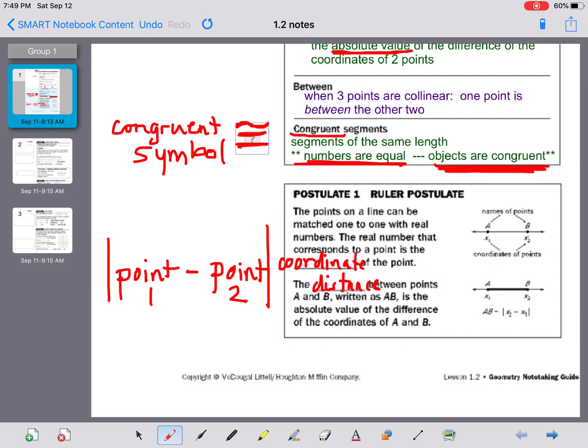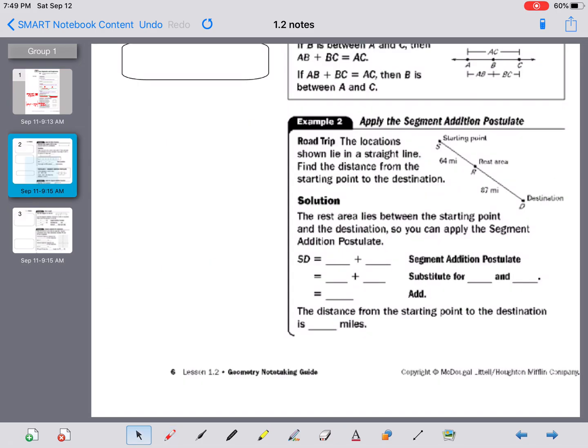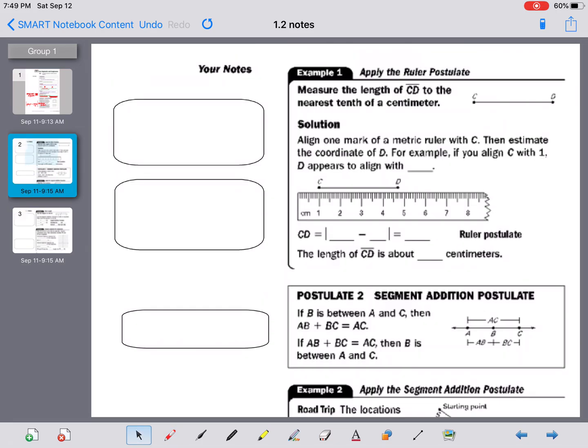And to be honest, you've been doing this ruler postulate all your life. Let's flip the page, and right at the top we're going to practice this, and then we'll kind of talk about why they have this postulate the way they do, okay? Okay, so they want us to measure the length of this segment CD to the nearest 1/10 of a centimeter, okay?